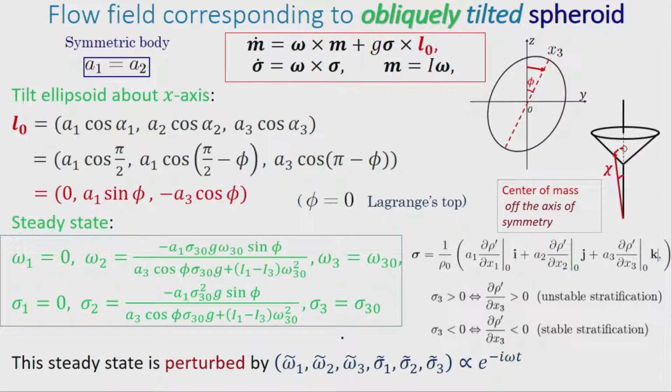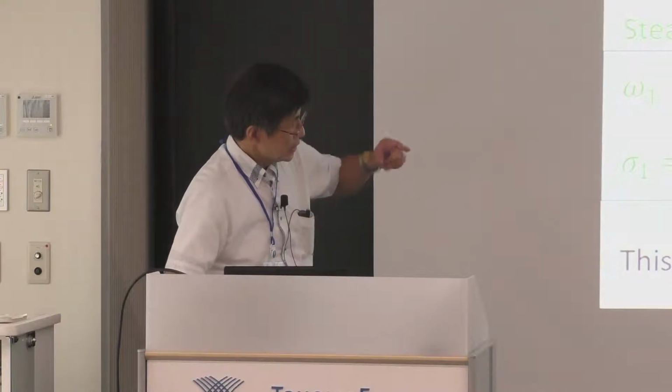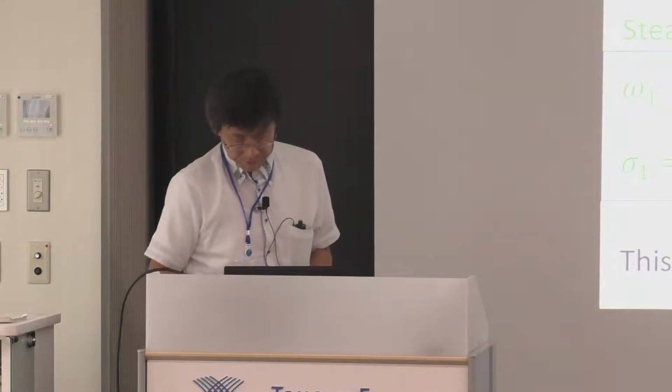This is a steady solution of the Euler-Poisson equations. This is one steady solution, and the corresponding gravity direction is this way. And when A3 is positive, it means the density increases upwards. Then this is unstable stratification. In the stable case, density increases downwards. And we are interested in the stability of the unstable stratified case.